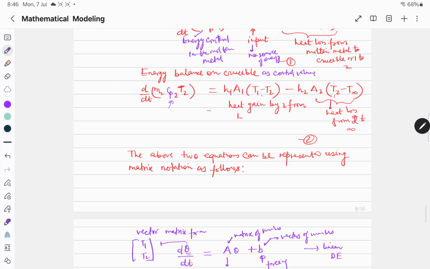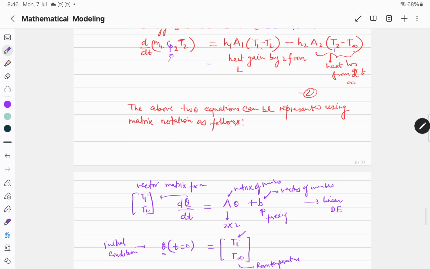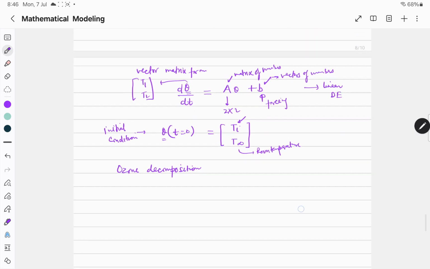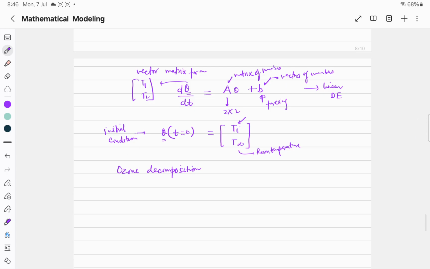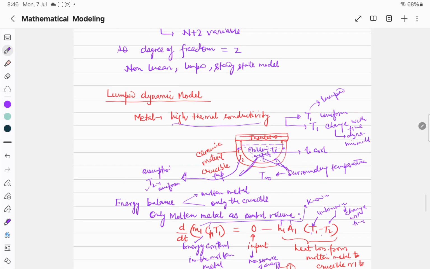The above two equations can be represented using matrix notation. So d theta/dt, where theta is T1, T2, equals A theta plus b. Here b is the forcing function, meaning known vectors, and A is the matrix of numbers. It is 2 by 2, so this is a linear ODE, a linear differential equation, and you must know the initial condition for this. Suppose Ti is the molten metal temperature and T infinity is the room temperature, and T2, the crucible temperature, is the room temperature.